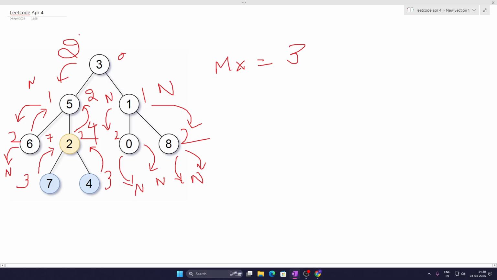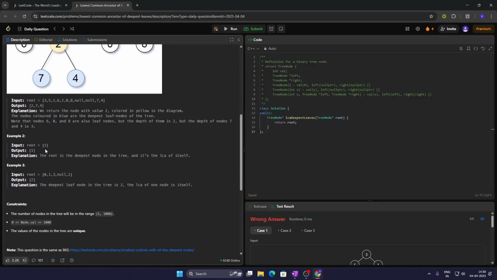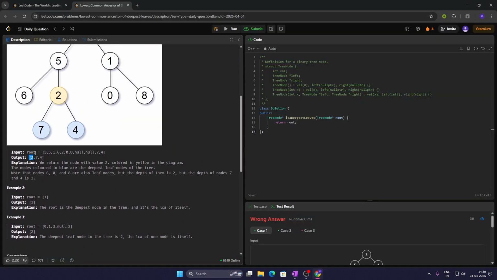At 3 we got two values. First one is 2 and second one is null. So obviously we have to return the not null value, right? So we will return 2. Here the 2 is our answer.